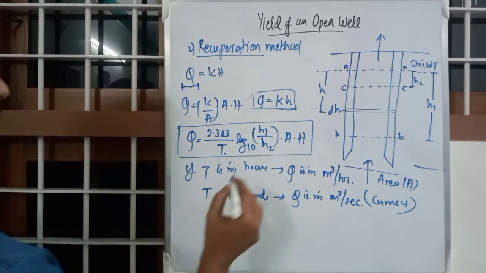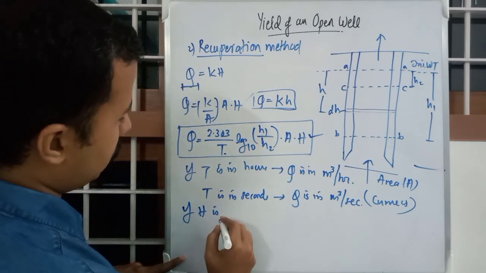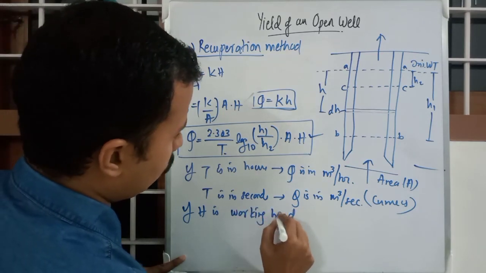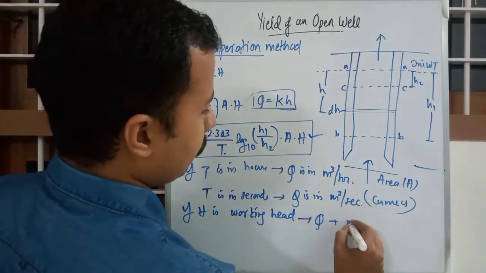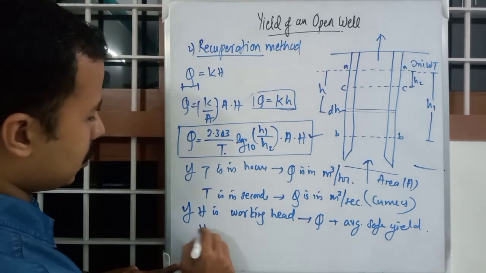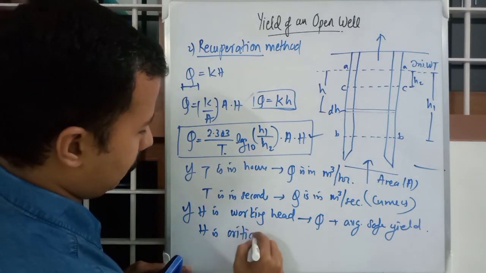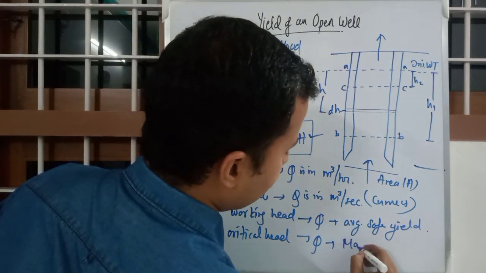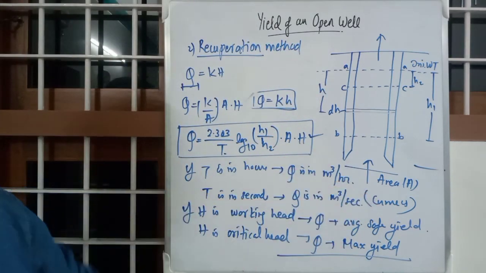And if this H is the working head, we know what the critical head and working head are, then if H is the working head, Q will be the average safe yield. If H is the critical head, Q will be the maximum yield. So these two are just add-on information.